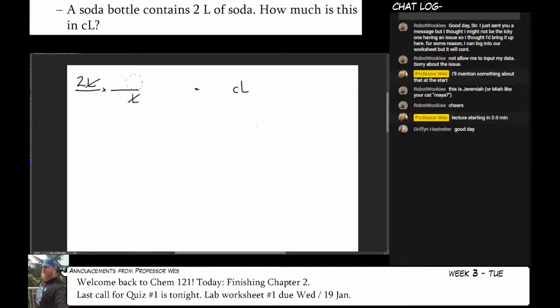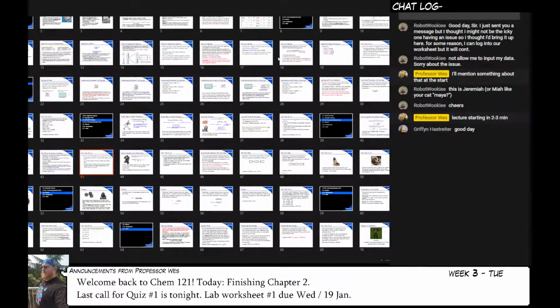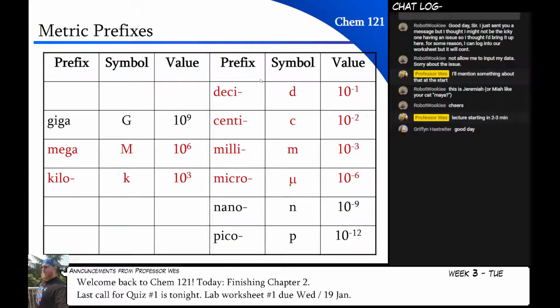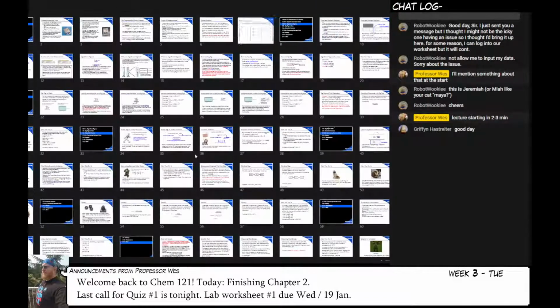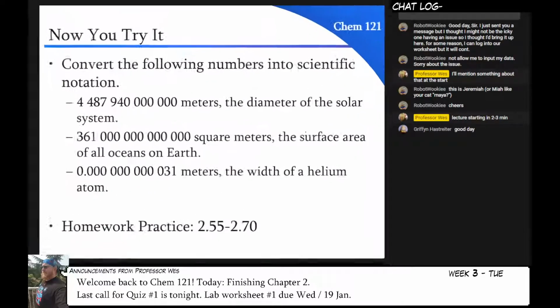Well, if I go back and look at the metric slides, there we go. I can see that centi is 10 to the minus 2 of the thing that I'm looking at. So that could be centimeter or centiliter or centi whatever. Any unit that I want to stick after centi will work for this problem. So that's what we're going to do.